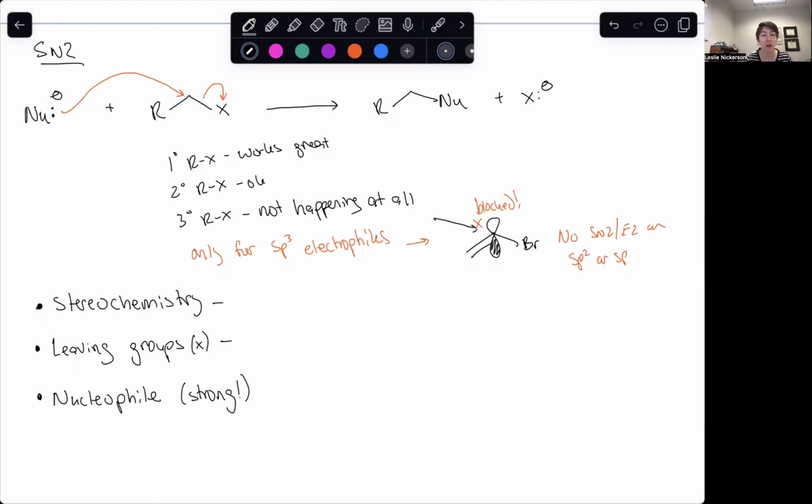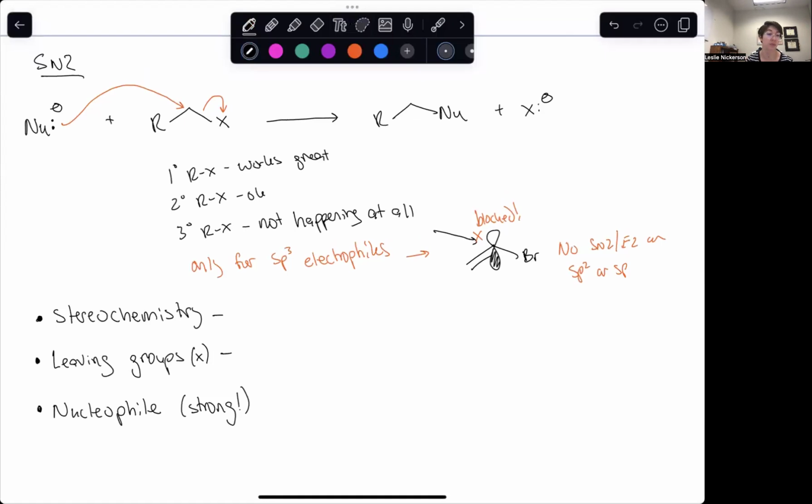Okay, so if we look at the other significant properties of an SN2 reaction, stereochemistry is going to become a really, really big one. Okay, so if I'm attacking directly opposite of my leaving group every time, this is going to result in an inversion of stereochemistry. Okay, so the new bond is going to form on the opposite side of the leaving group.